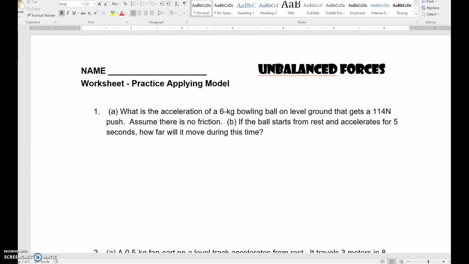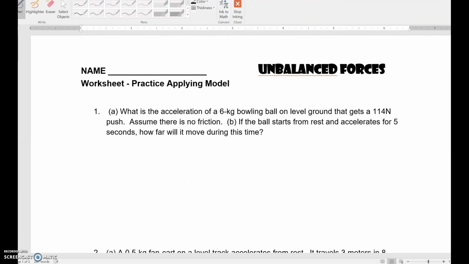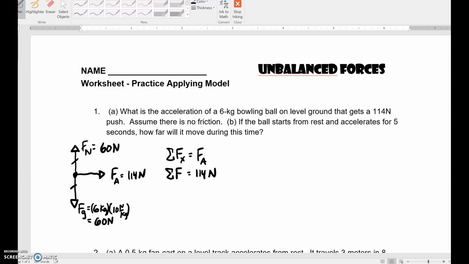I will do the first one as an example right here. It's the acceleration of a 6 kilogram bowling ball on level ground that gets a 114 Newton push, assume no friction. So as we've been doing, a force diagram first for the situation, and it's on level ground, so the gravitational force balances the normal force, leaving just the applied force of 114 newtons as the sum of the forces for this object, and that's 114 newtons.